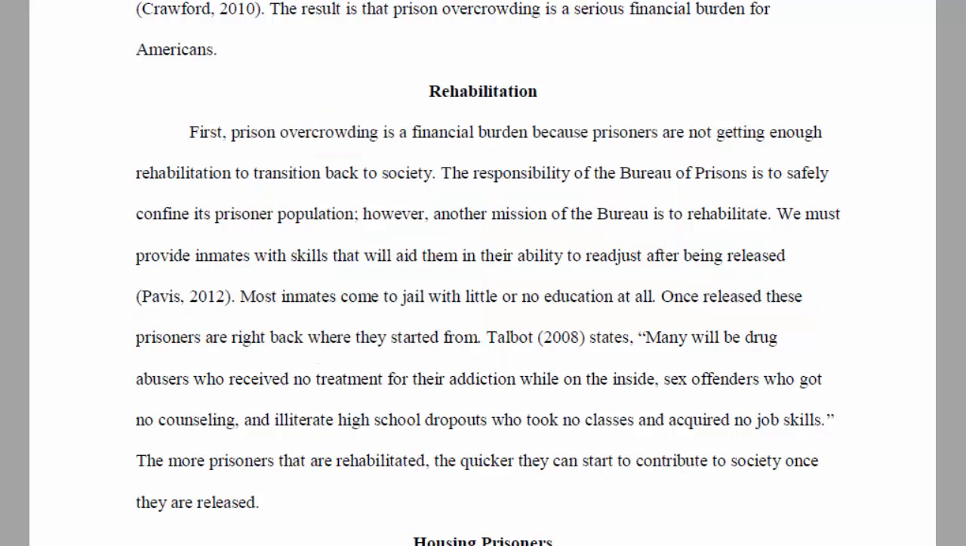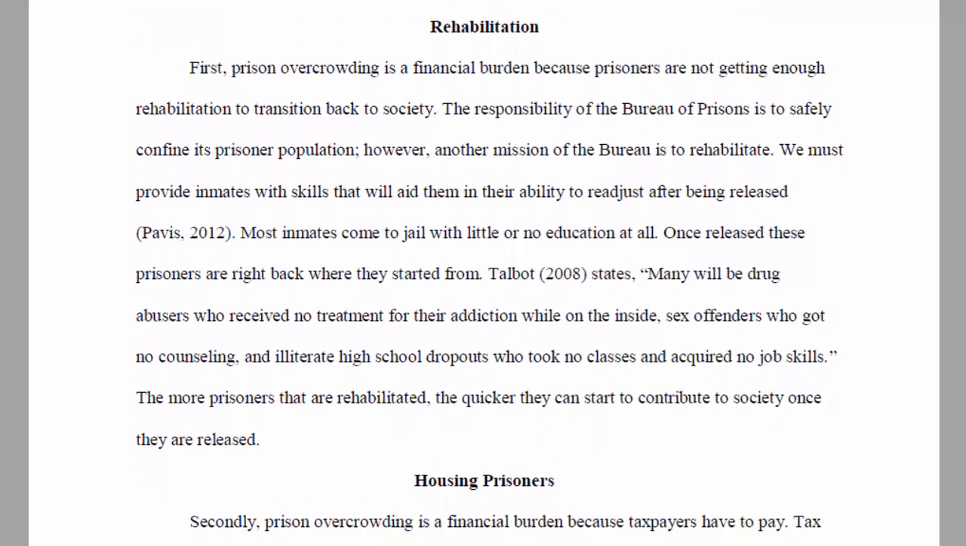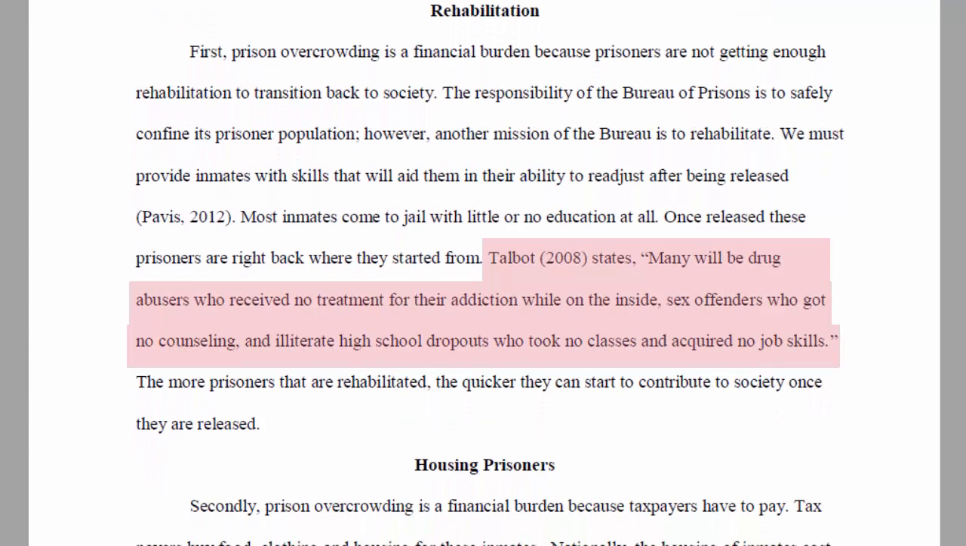But because this is an academic research essay, Jane also knows that she must add the voices of published authorities to support her assertions. In this case, she chooses an article that Talbot published in 2008. Let's read this quotation and see if there is justification for using the author's exact words to take up space in Jane's paper.